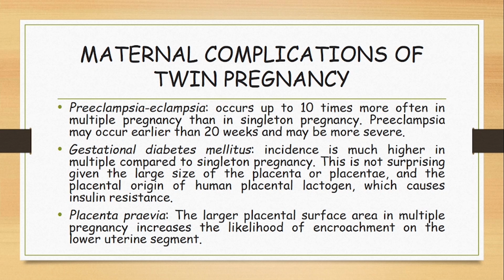Placenta previa also occurs, which is the lower insertion of the placenta in the lower uterine segment. The incidence of placenta previa in multiple gestation is higher. And again, it's because the large placental surface encroaches on the lower uterine segment. And that is the reason why placenta previa is so common in multiple pregnancy.